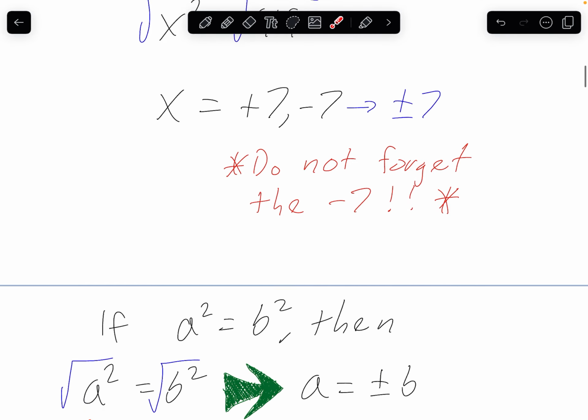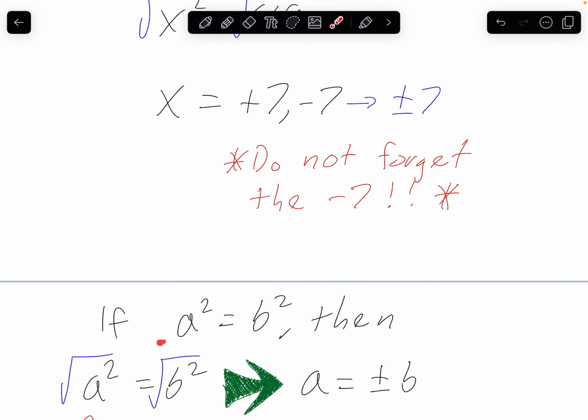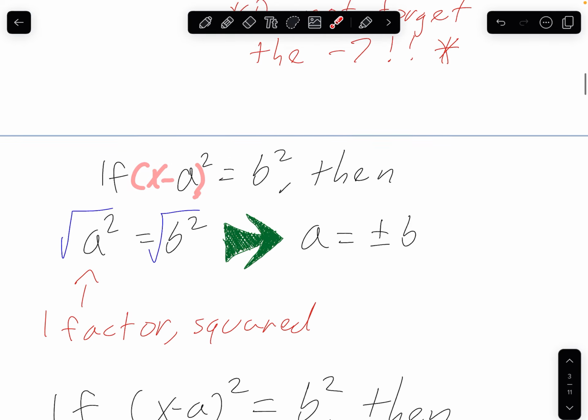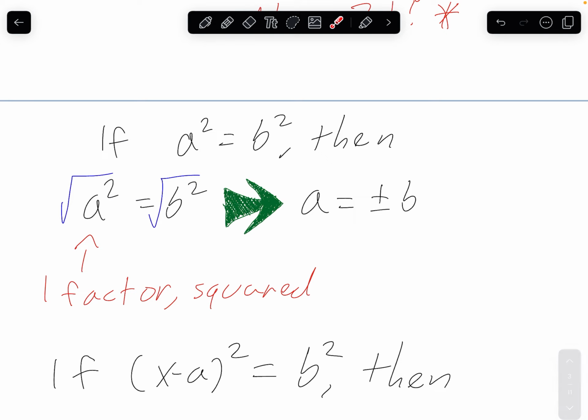So let's revisit the square root property, which says this. If a squared equals b squared, then when we take the square root of both sides, we get a on the left side and plus or minus b on the right-hand side. So let's use what we looked at with the zero product rule, which was instead of a as a factor, what if it was a binomial, like x minus a to the second power? And that's what we have here.